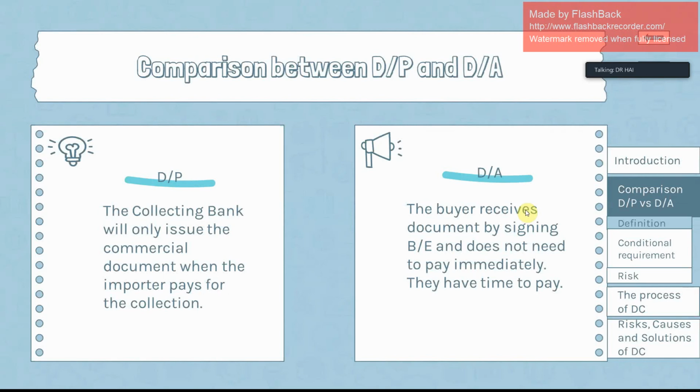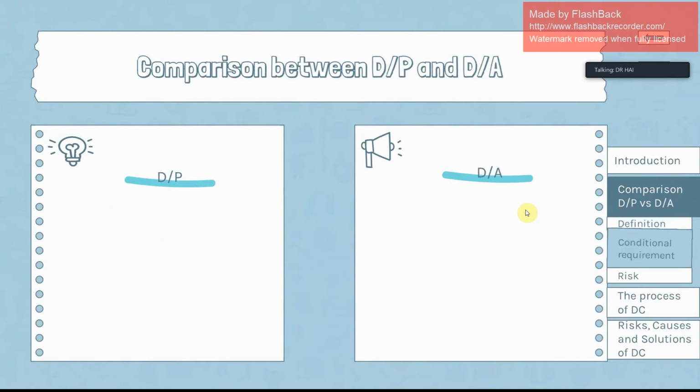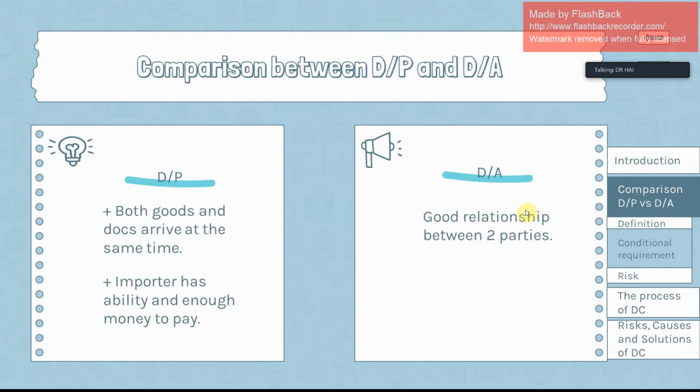The second question is, I cannot remember the slide, but at some slide you said that under DP. Okay, here please look at this one. Both goods and documents arrive at the same time. What's the meaning of this one? And after listening, I will ask you the next question. Okay, explain first.